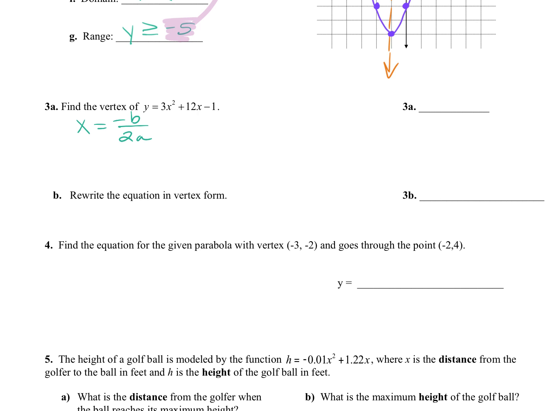What's a -b right now? -12 over 2 times 3. So this is a, this is b, that's c. So we get x equals -12 over 6 is a -2. Okay. That's your x value of your vertex. So we know we're going to have a -2 something for our vertex.